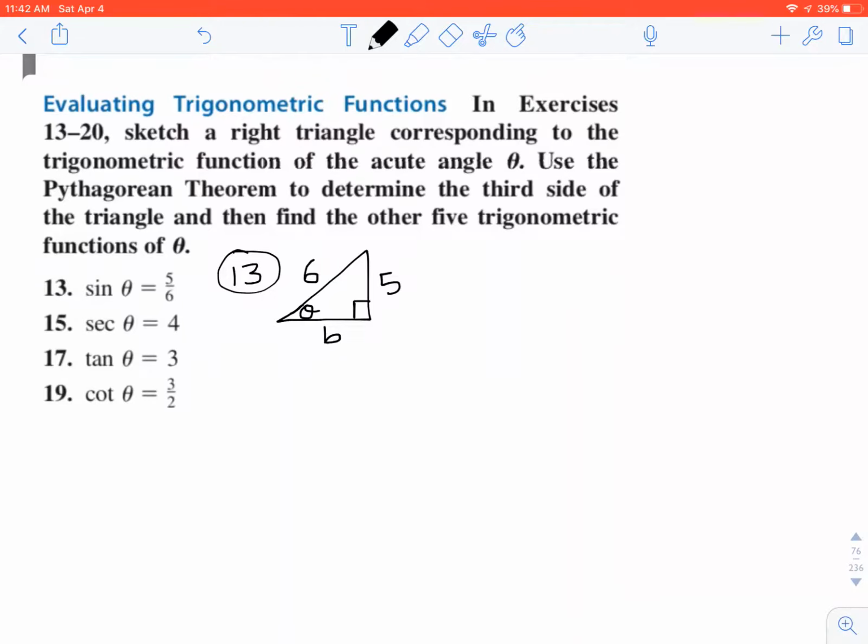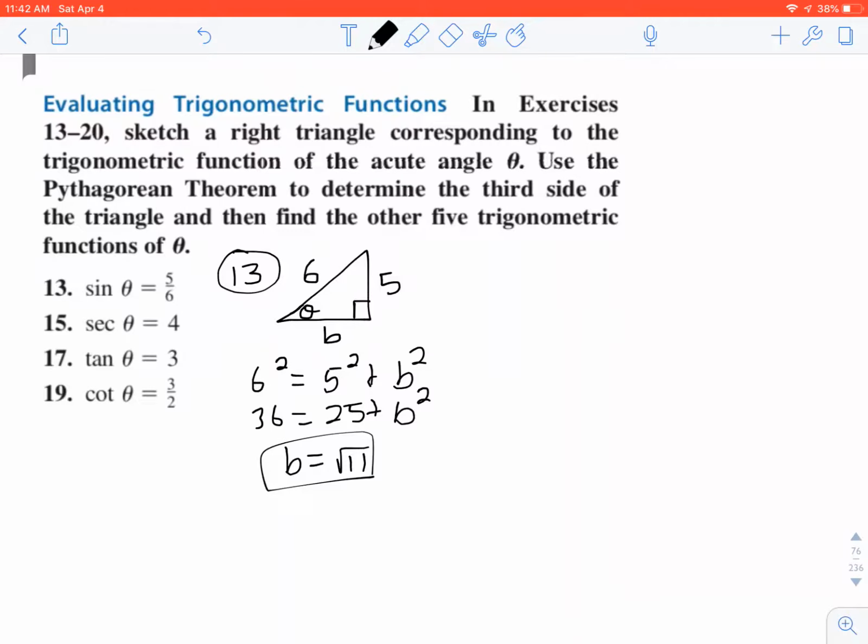So the first thing you're going to do is use your Pythagorean theorem. 6 squared equals 5 squared plus b squared. So when you subtract, you end up with 11. So b ends up being the square root of 11 in this one. It's okay to have an irrational number. Remember, you want to keep your answers exact when we're setting up our trig ratios. They already gave us sine theta, so let's start with cosecant theta, which is just the reciprocal of that, so it would be 6 over 5. Cosine theta is adjacent over hypotenuse.